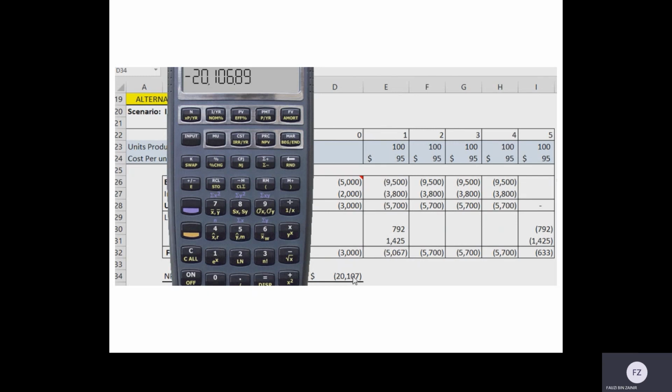So in other words, we would choose alternative 1, which is minus 19 million, versus alternative 2, which is minus 20 million.